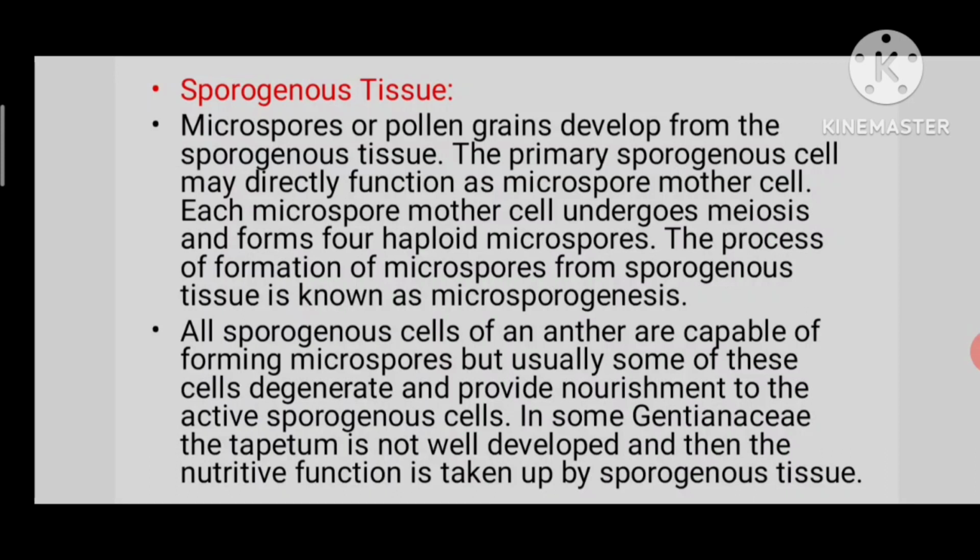All sporogenous cells of an anther are capable of forming microspores, but usually some of these cells degenerate and provide nourishment to the active sporogenous cells. In some Gentianaceae, the tapetum is not well developed and then the nutritive function is taken up by sporogenous tissue.